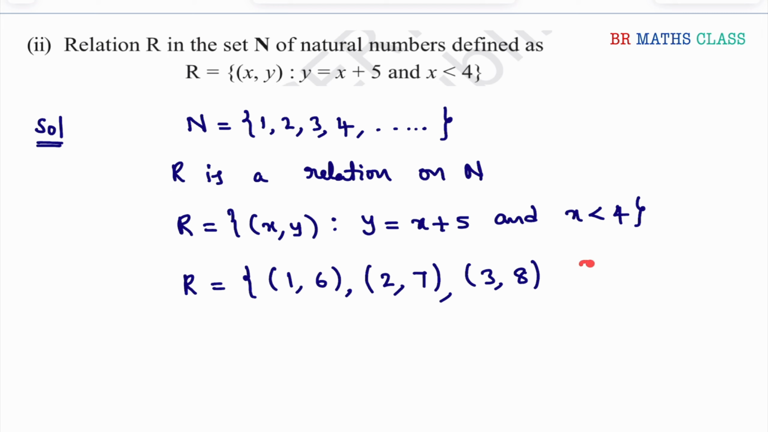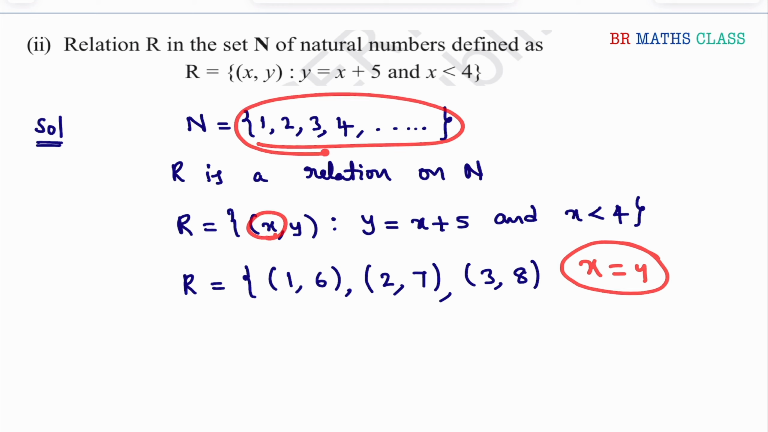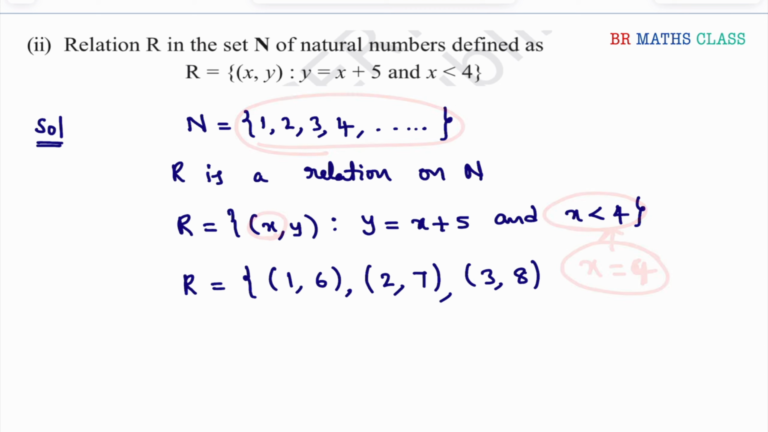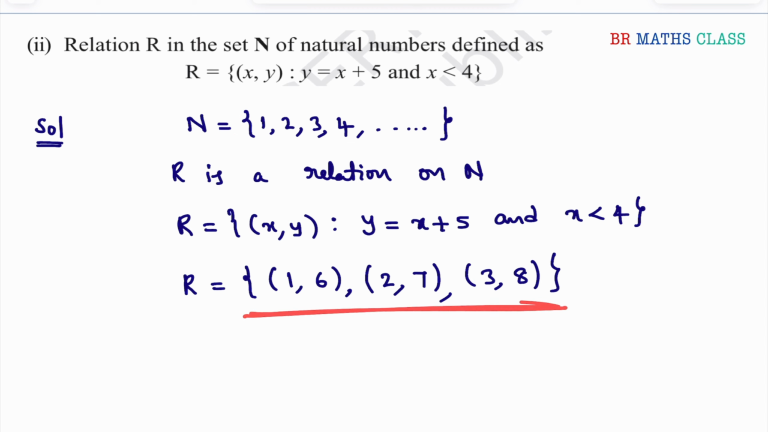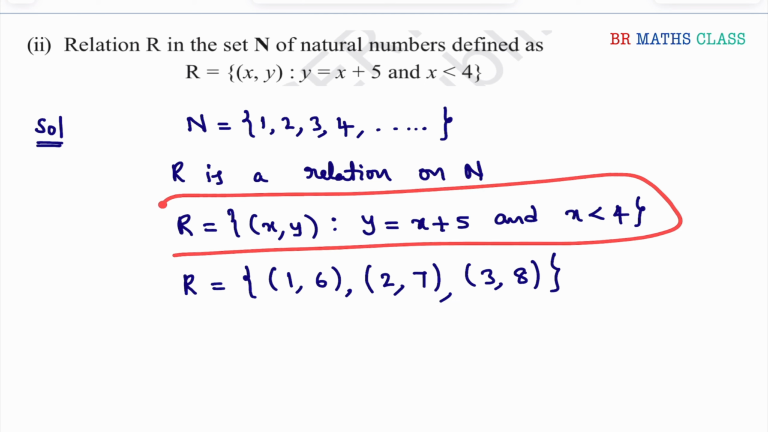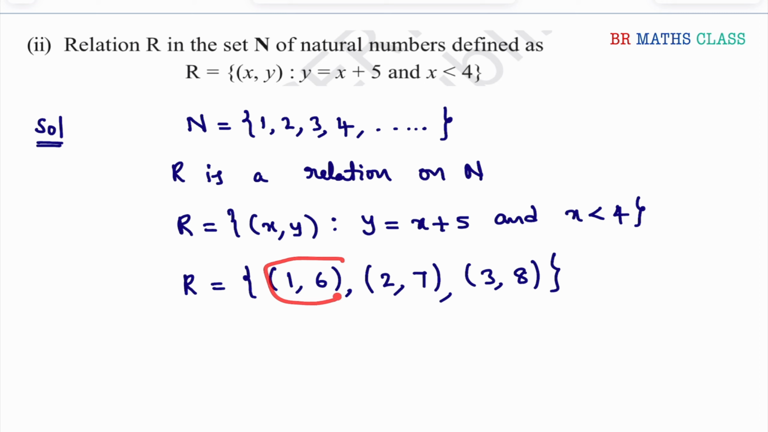You cannot take x equal to 4 because they are saying that x is a natural number and x is less than 4. So this relation is completed. They gave this relation in set builder method. I have written this relation in roster method. Roster method means all the elements are listed. It is more clear now what elements are there in this relation.